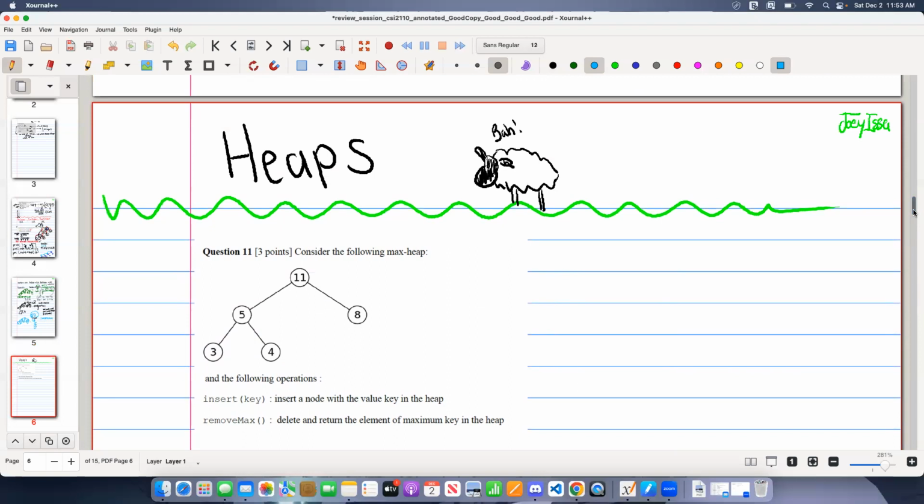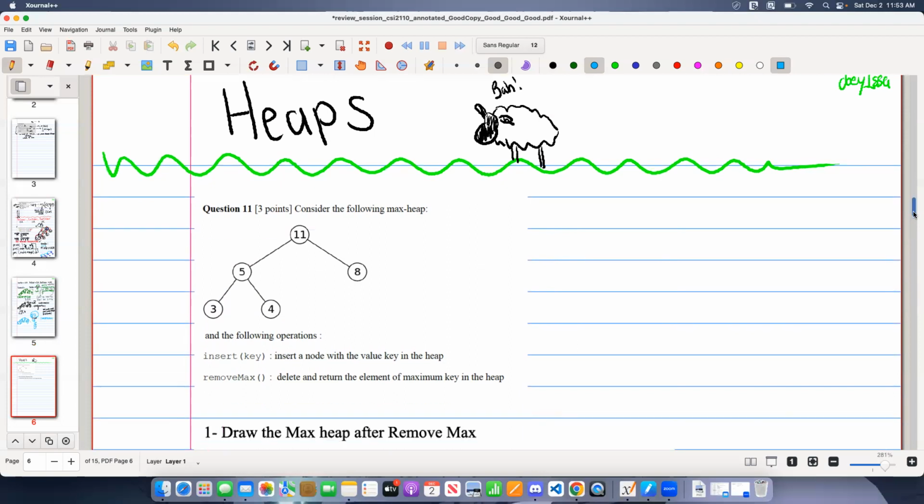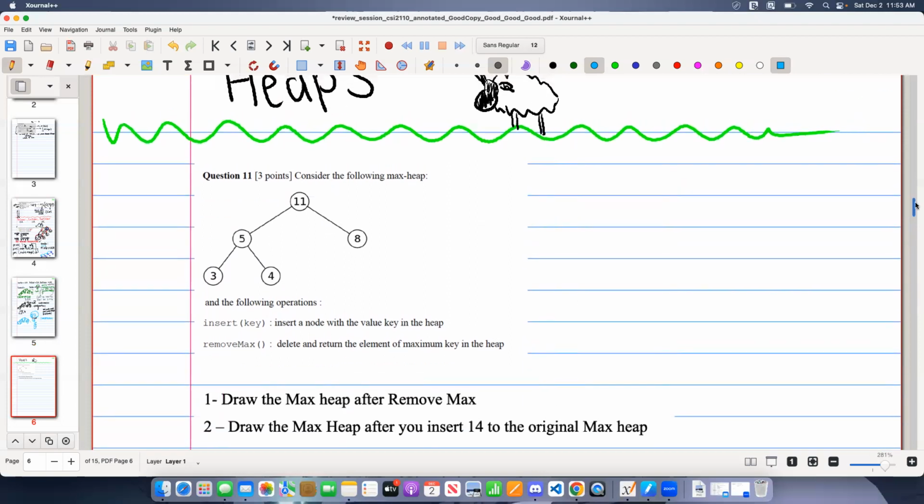But heaps are very important. These questions I'm covering have been from your previous midterms. You've got to know this. So I'm covering it again. The questions might be very similar. Okay, so you have this one heap and it's a max heap, which is important because it depends on how we're going to order it or sort through it.